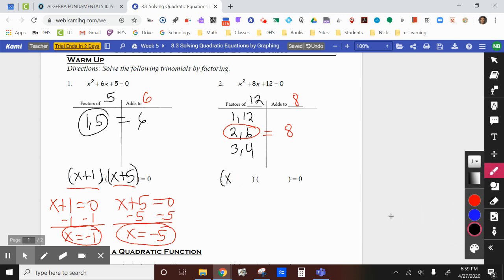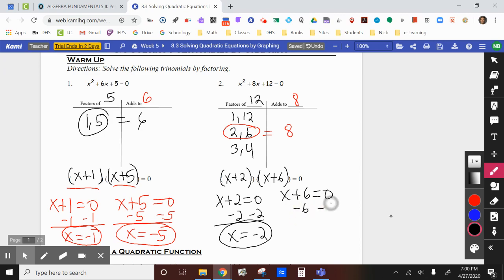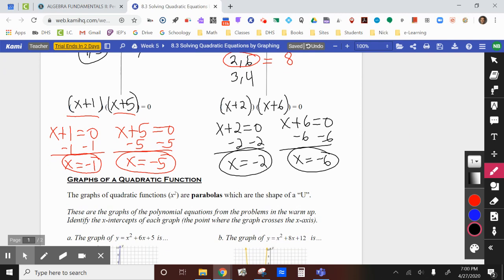So we get x plus 2 times x plus 6 is equal to 0. But again, I'm not done solving this. The directions said to solve. So now to solve, I set both of these factors equal to 0. I say x plus 2 equals 0, and x plus 6 equals 0. Now I subtract 2, and we get x is equal to -2, and I subtract 6, and we get x is equal to -6. Those were my 2 solutions for number 2. So that was a warm-up. Hopefully you kind of remember that from last week.